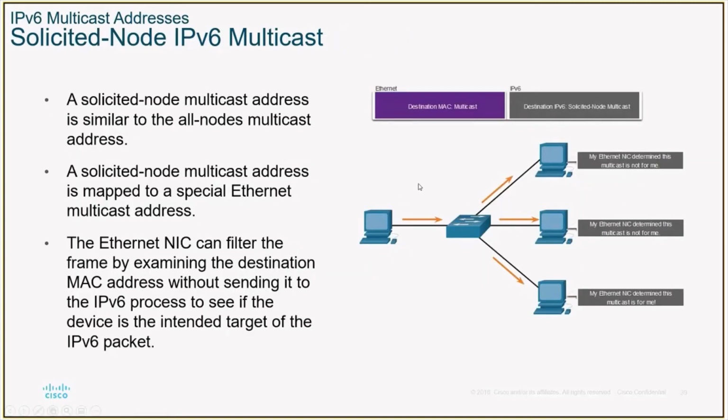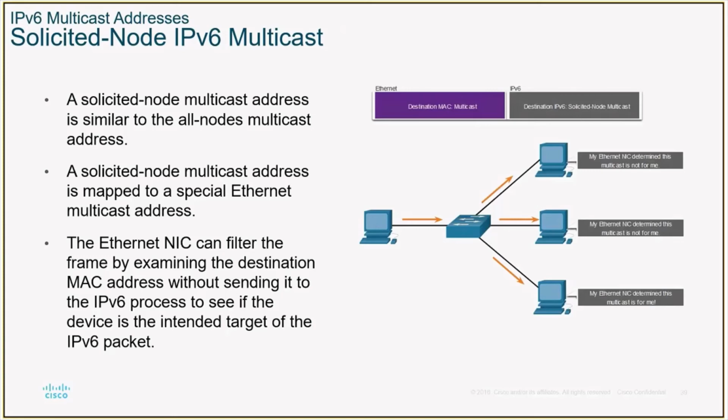A solicited node multicast address is similar to an all nodes multicast address. A solicited node multicast address is mapped to a special Ethernet multicast address. The Ethernet NIC can filter the frame by examining the destination MAC address without sending it to the IPv6 process to see if the device is the intended target of the IPv6 packet.